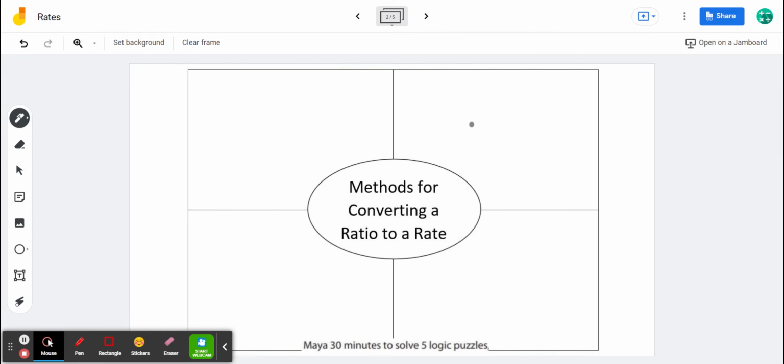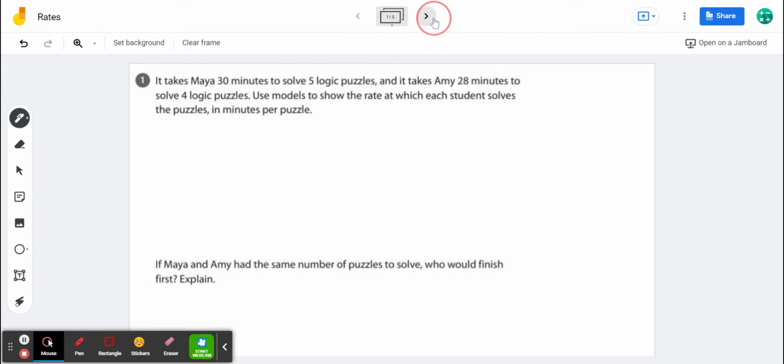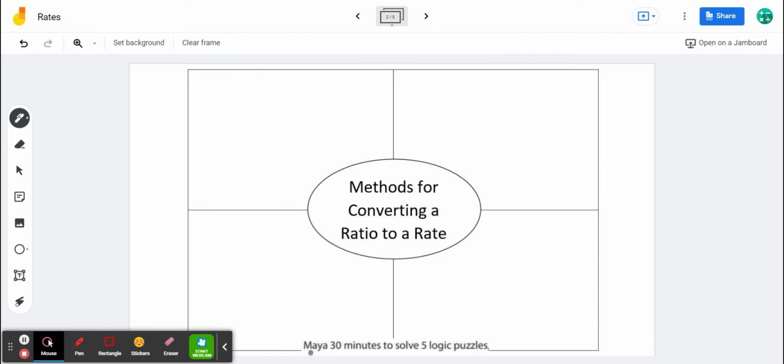To assist with this, you guys received this worksheet. It's a graphic organizer. In this graphic organizer, we're going to come up with the 4 methods for converting a ratio to a rate. And then down here, we're going to focus on one of the girls in the problem, in this case, Maya. So they tell us that Maya takes 30 minutes to solve 5 logic puzzles.